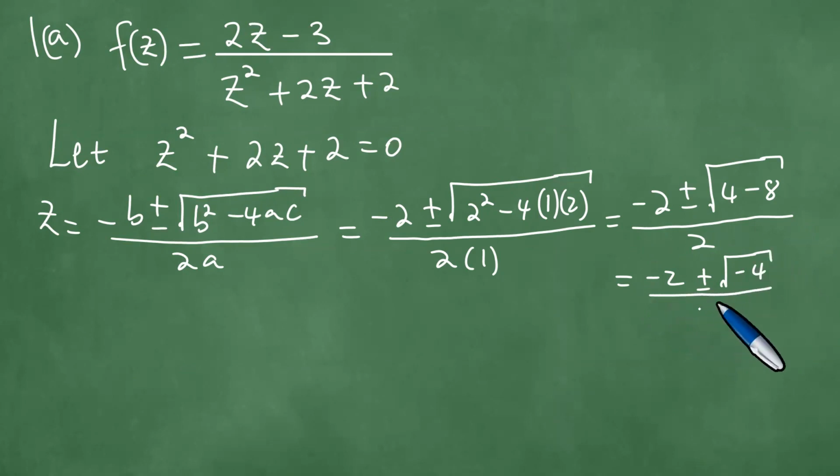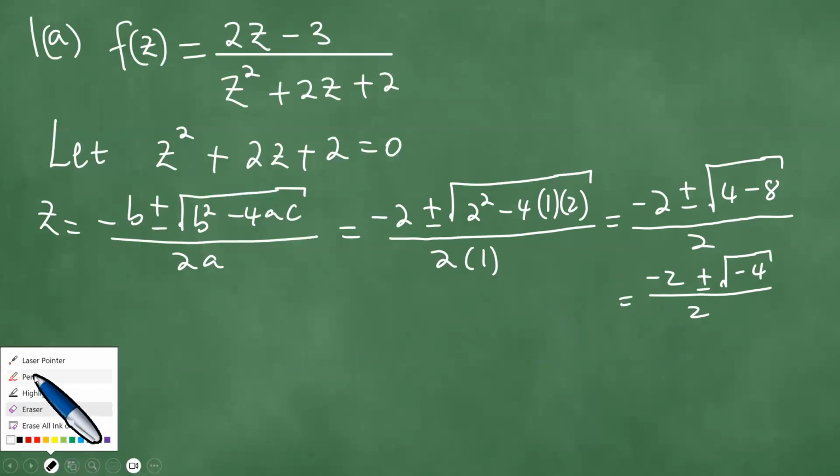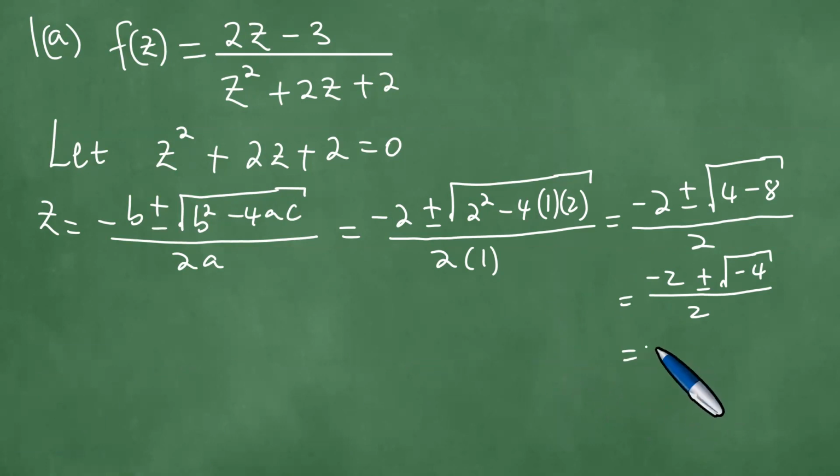Now, this is minus 2 plus or minus 2i, divided by 2. And if you divide, this is minus 1 plus or minus i.